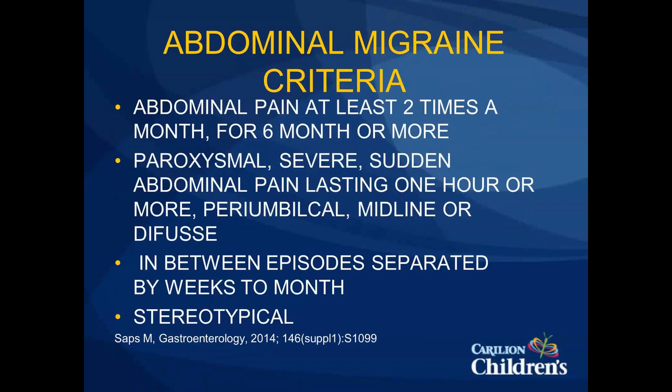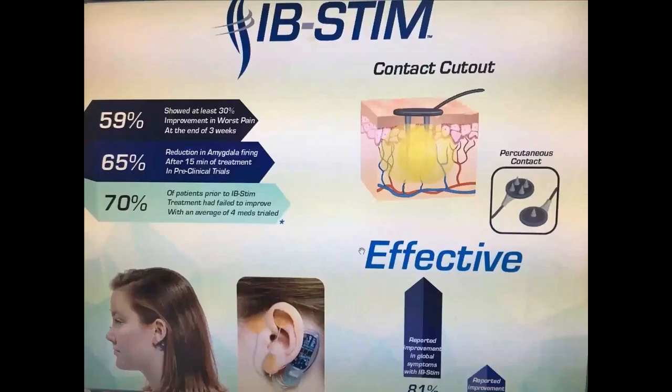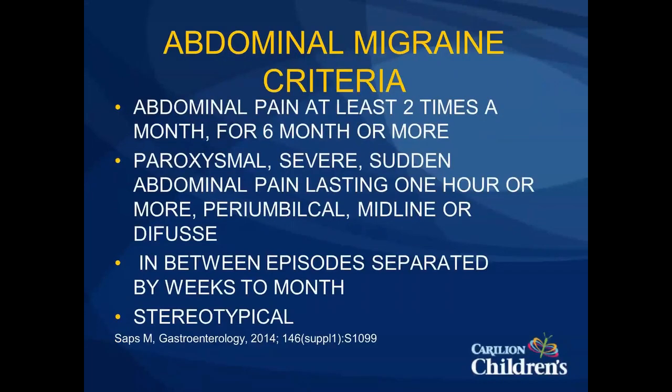It's severe pain, paroxysmal, sudden, lasting for 1 hour or many, many hours. It's either periumbilical, midline mostly, but also can be diffuse, which is kind of confusing. It's stereotypical for the patient. So these particular patients, like in cyclic vomiting syndrome, will have the same menu of symptoms that happens and recurs. In between these episodes, they're pretty much okay.